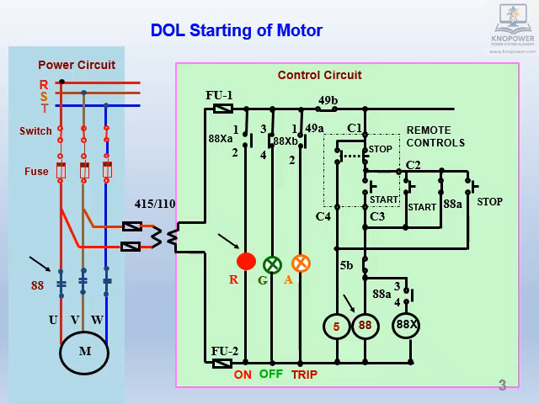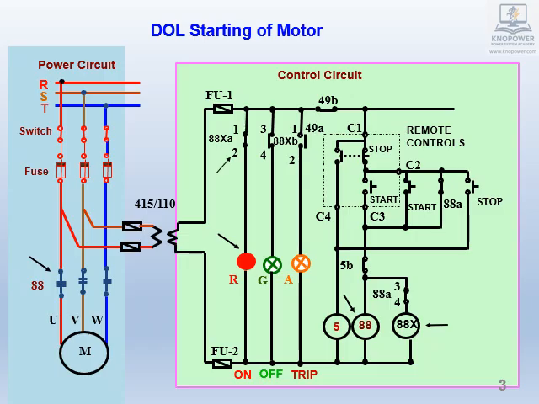How the red light glows. Since coil 88 is energized, 88A, NO contact 34 closes. 88X, auxiliary relay is energized. 88XA, NO contact 12 closes. The red lamp on switchgear glows steadily, indicating the motor is on. Up to now, what we have described, you have seen it already.